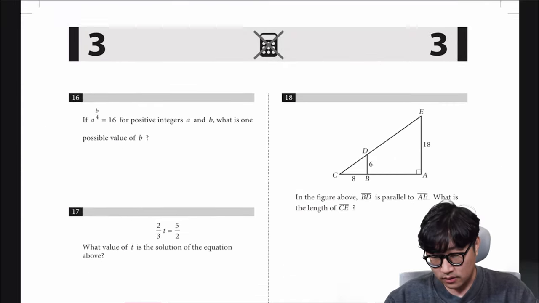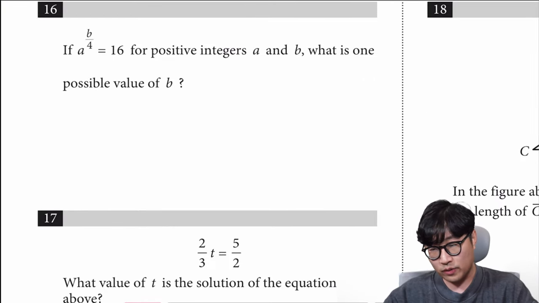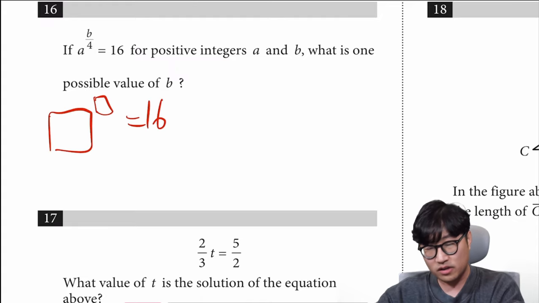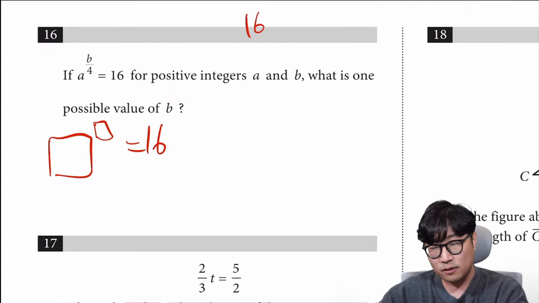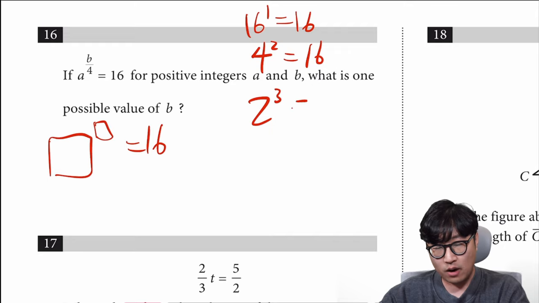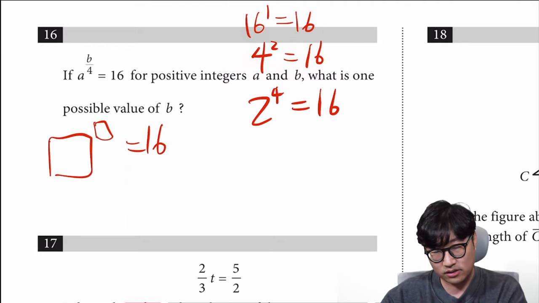All right, number 16. So what is one possible value of B? You can play around with that all you want. So what to what power gives me 16? Well, there are a lot of possibilities, right? 16 to the power of 1 gives you 16. 4 to the 2 power gives you 16. 2 to the 4 power gives you 16. So, whatever you want, I'll just say this is it.